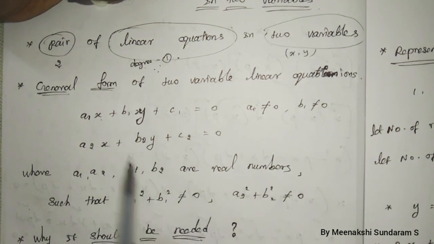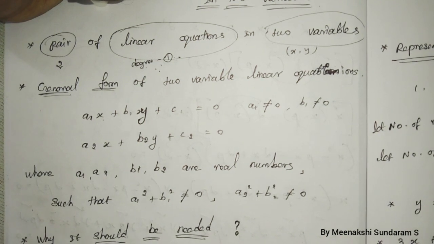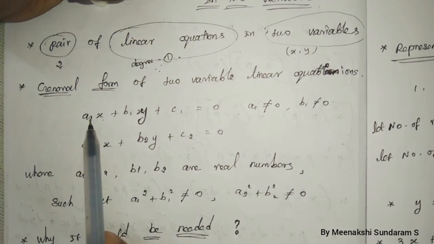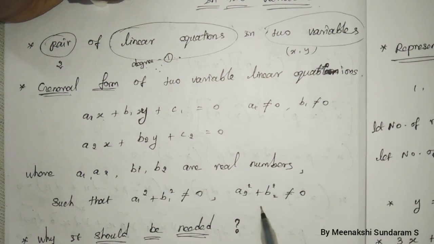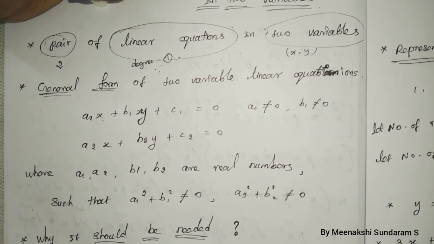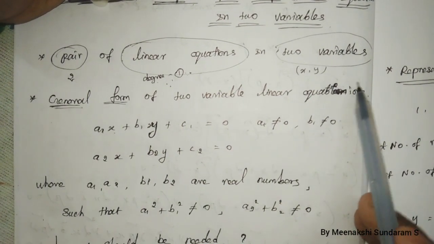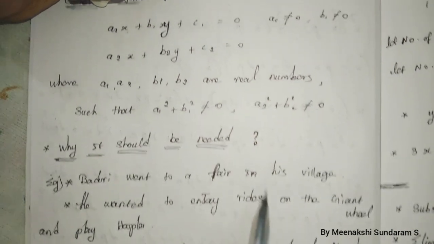Clear? This coefficient has some certain rules. First, a1, a2, b1, b2 are real numbers. They all should be real numbers. Next, a1 squared plus b1 squared is not equal to 0. When we add the squares of the coefficients of x and y, the sum should not be 0. The same condition holds for the second equation: a2 squared plus b2 squared is not equal to 0. Are you clear on the topic? Actually, I first explained the heading, and through the heading we considered the general form of linear equations and the general form of two linear equations. That's all.